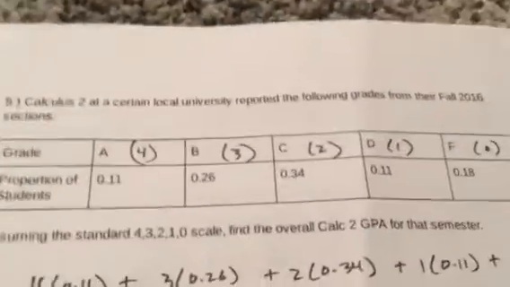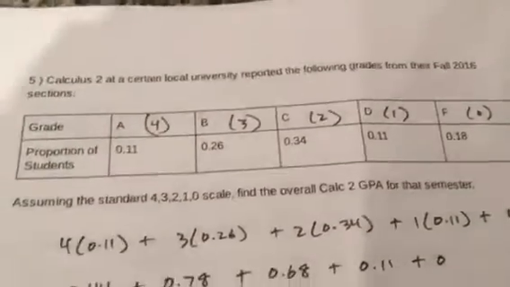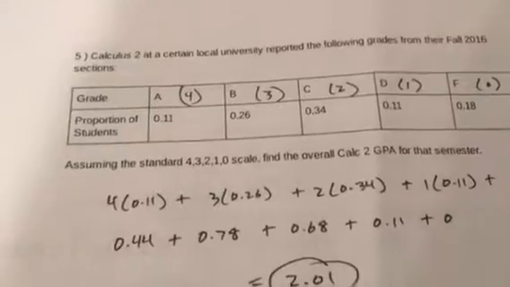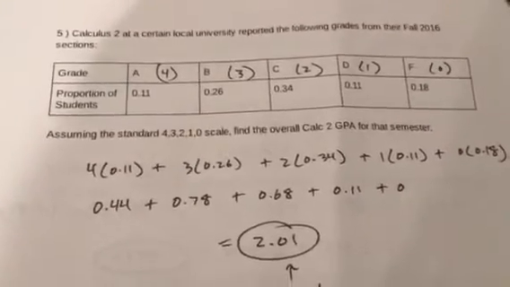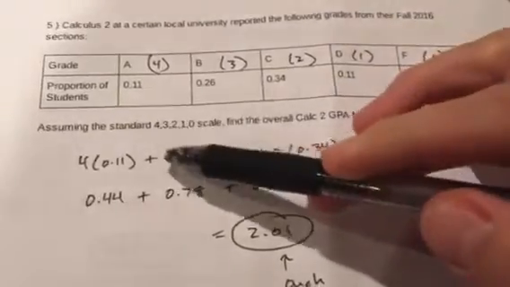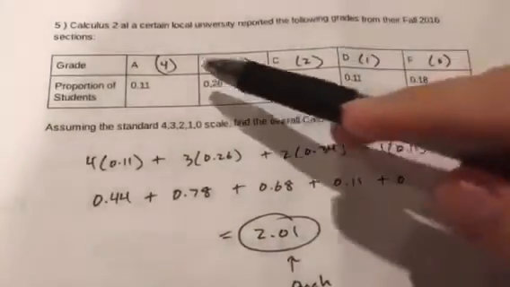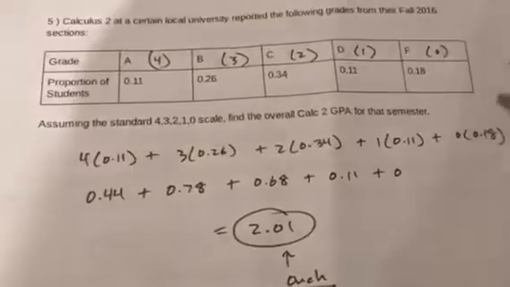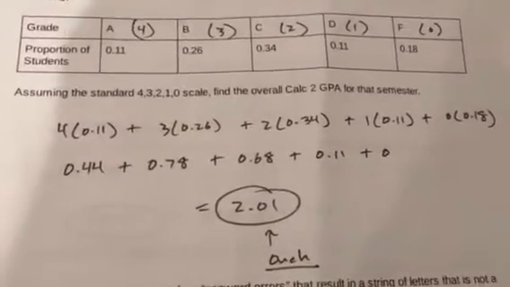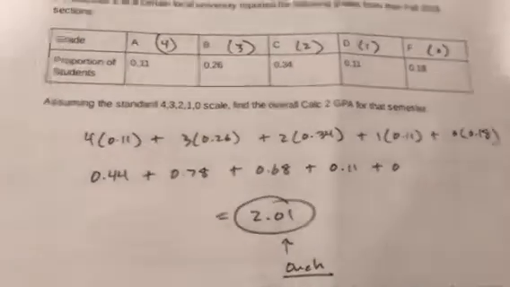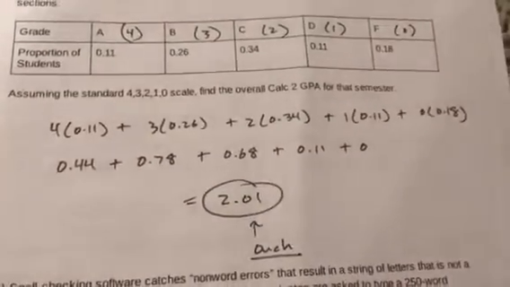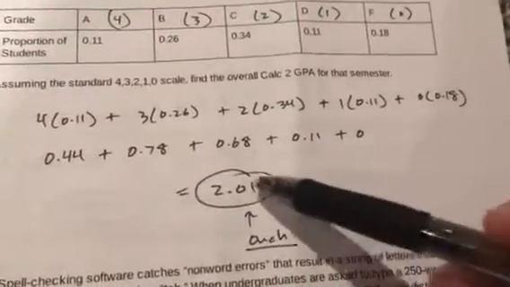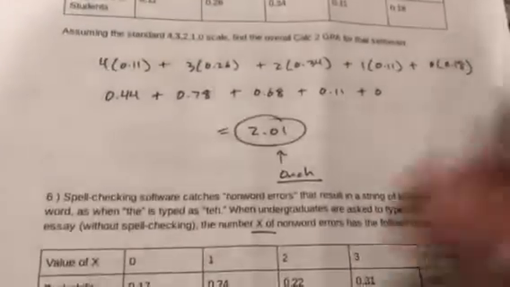Calc 2 at a certain university reported the following grades from their fall 2016 sections. 11% got an A, 26% got a B, and so forth. Assuming the normal 4, 3, 2, 1, 0 scale, 4 points for an A, 3 for a B, 2 for a C, and so forth, find the overall Calc 2 GPA. All right, so it's just 4 times 0.11, 3 times 0.26, and then add that all up. Yeah, not great. That's a solid C average right there.